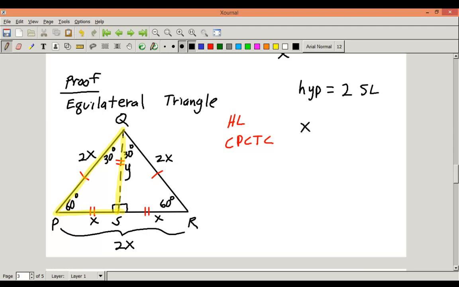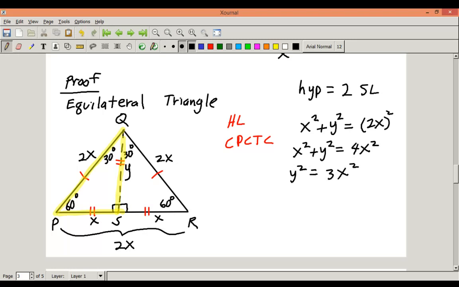x squared plus y squared. So leg squared plus leg squared equals hypotenuse squared. So that's 2x, going to be squared. All right, let's simplify that. And so we get x squared plus y squared equals 4x squared when I square out that 2x. We have like terms, so I got y squared equals 3x squared. All right, I subtracted x squared from both sides.